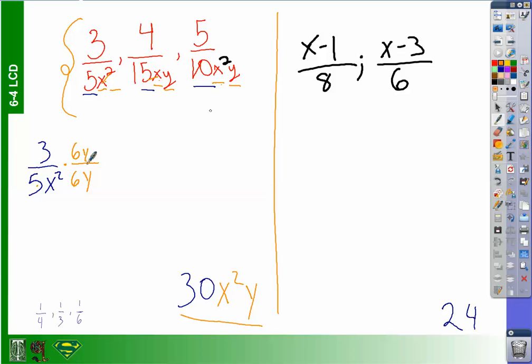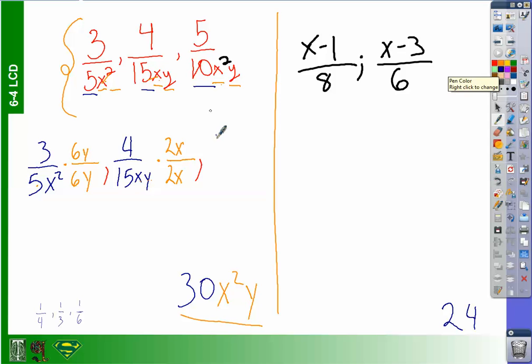Okay? If I look at the middle fraction, we have 4 over 15xy. So what am I going to have to multiply this fraction by so that I end up with the common denominator? 15 times something is 30. So we're going to have to multiply both the numerator and the denominator by 2. What do I have to multiply x by to get x squared? X. Do I have to multiply anything by y? Nope. Okay.